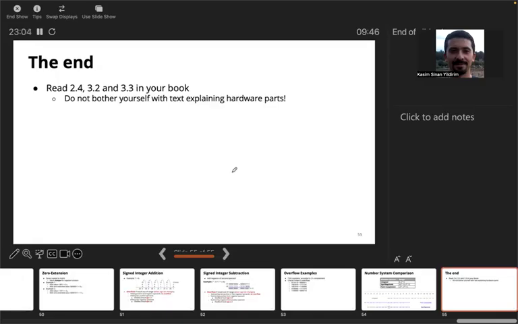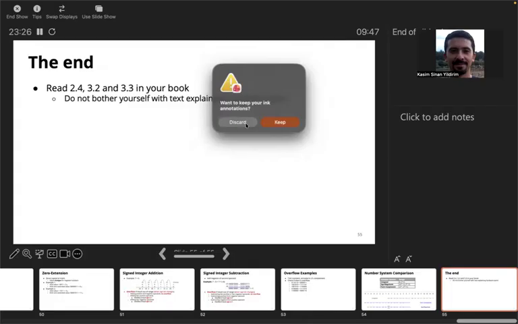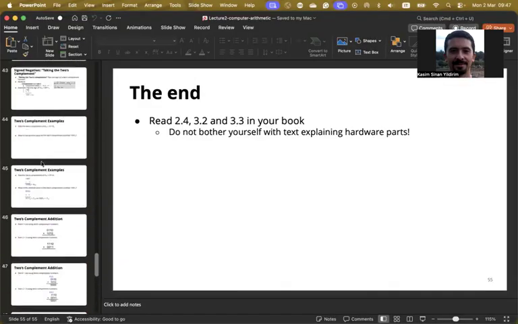If you have your books, please try to read sections 2.4, 3.2, and 3.3. There are some sections that talk about the hardware part. You don't need to bother yourself. Just focus on the number system related explanation. Okay, so I stopped my slides on number system and conversion.